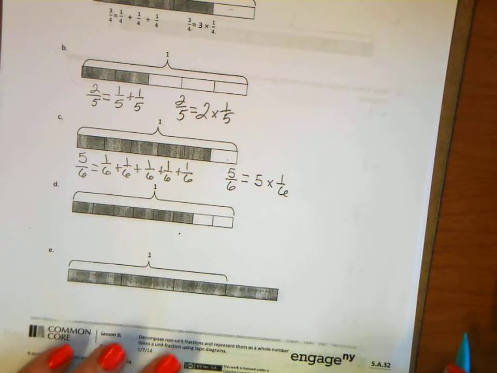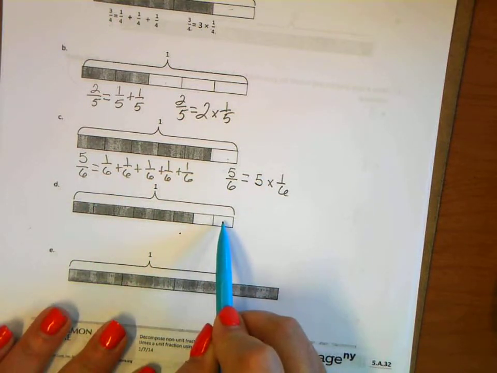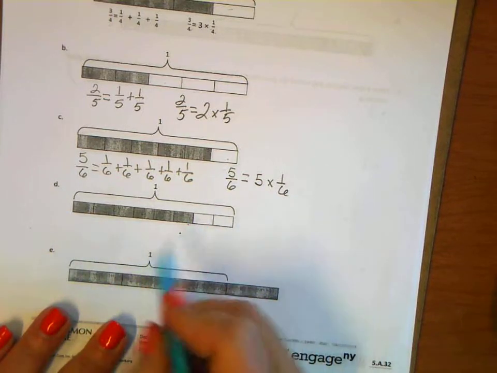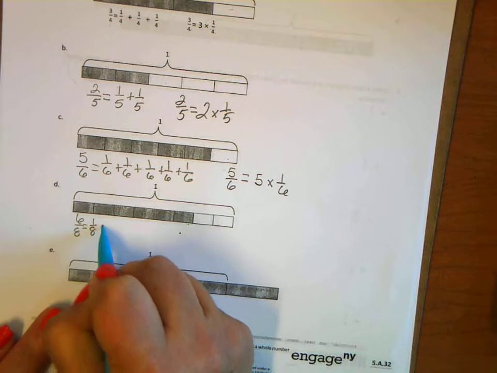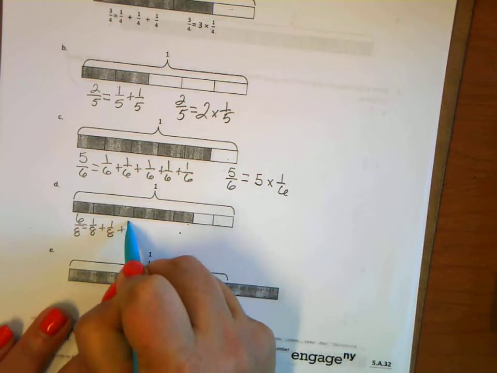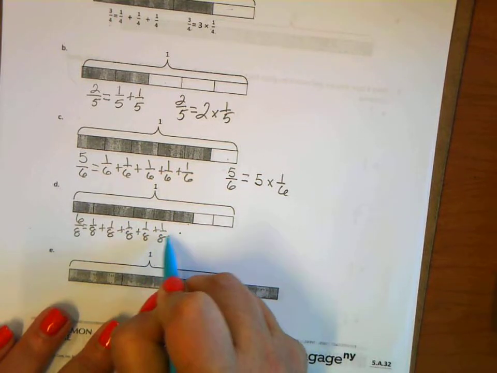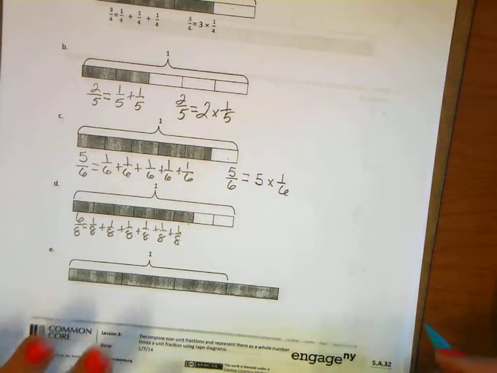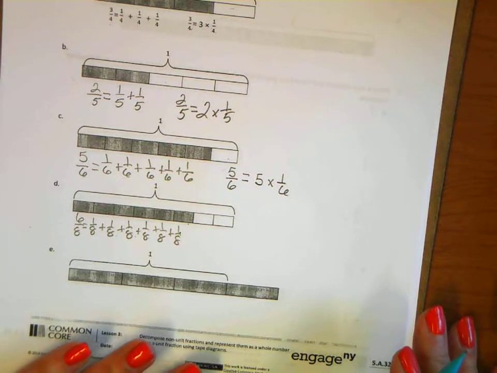Okay. So let's look at D. Here's my whole. I have it broken down into 1, 2, 3, 4, 5, 6, 7, 8. And I have 6 eighths. So 6 eighths equals 1 eighth plus 1 eighth plus 1 eighth plus 1 eighth plus 1 eighth plus 1 eighth. 1, 2, 3, 4, 5, 6. Okay, that takes me a little bit of time, right? So, Saran, what would the multiplication sentence be?